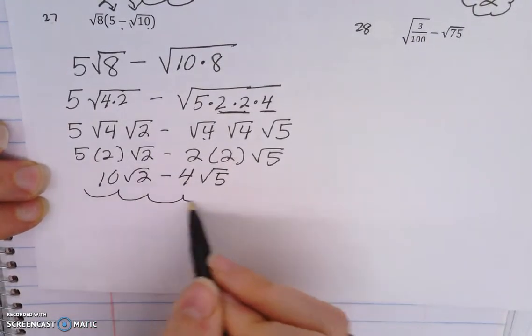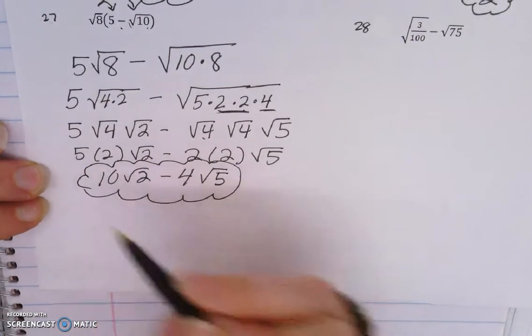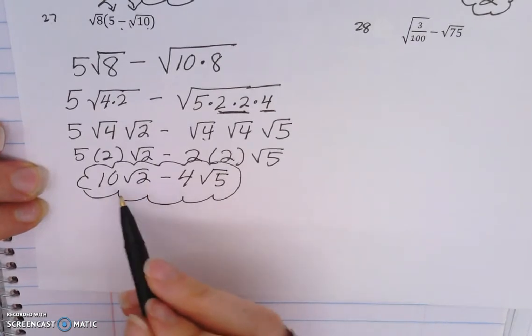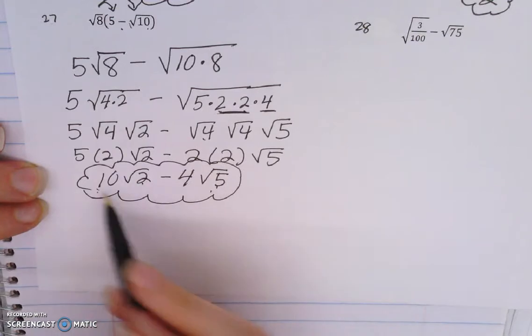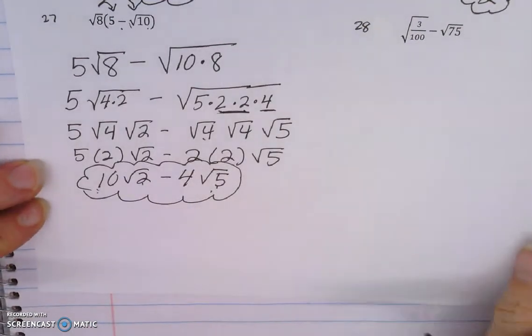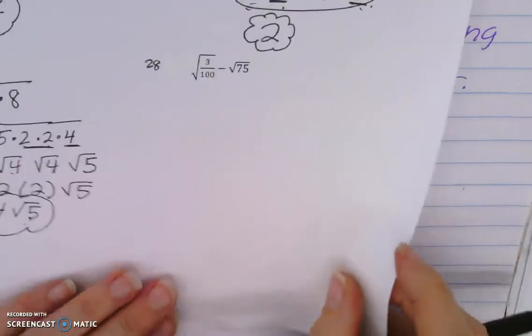And that's all she wrote. I mean, that's completely simplified. I can't simplify square root 2, I can't simplify square root 5, and I can't subtract these because they're not like terms. Let's move on to 28.